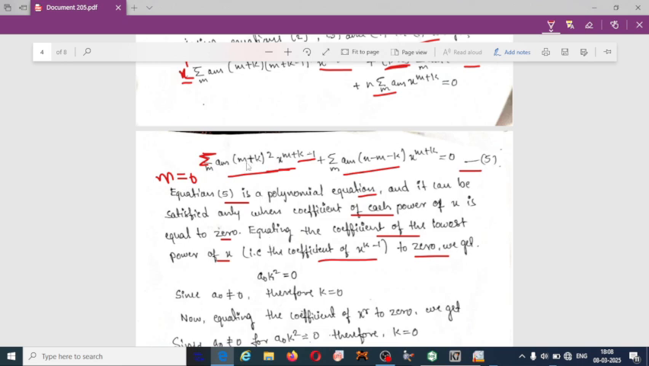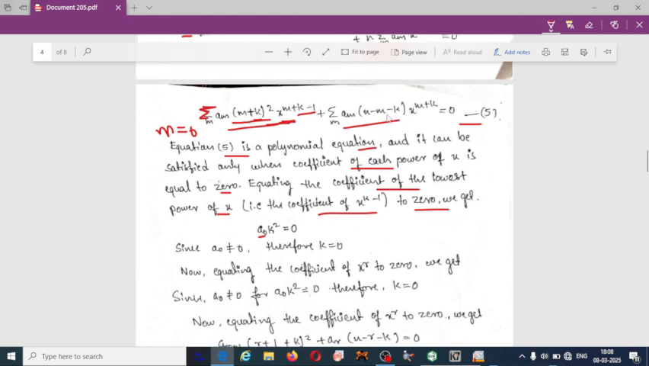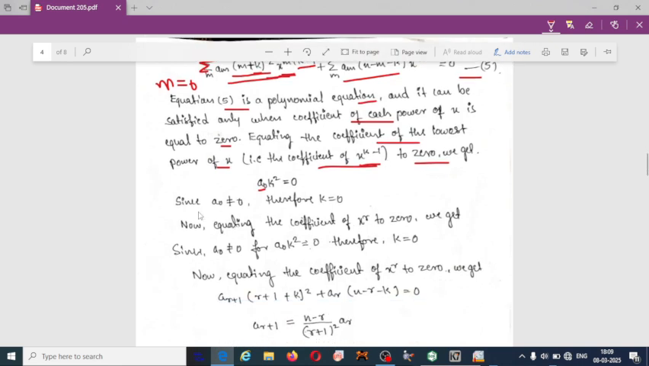If we put m equal to 0, the first term will be the x to the power k minus 1 coefficient. So with a naught, m equal to 0, that is k square, we will get a naught k square equal to 0. The second term we can't consider because it doesn't contain the coefficient of x to the power k minus 1. So from a naught k square equal to 0, here a naught is not equal to 0, therefore k is equal to 0.